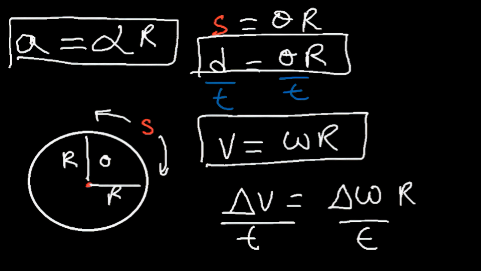So notice the similarities. Linear displacement is equal to angular displacement times the radius. Tangential velocity is equal to the angular velocity times the radius. And tangential acceleration is equal to the angular acceleration times the radius. Now what exactly do we mean by tangential velocity and tangential acceleration?